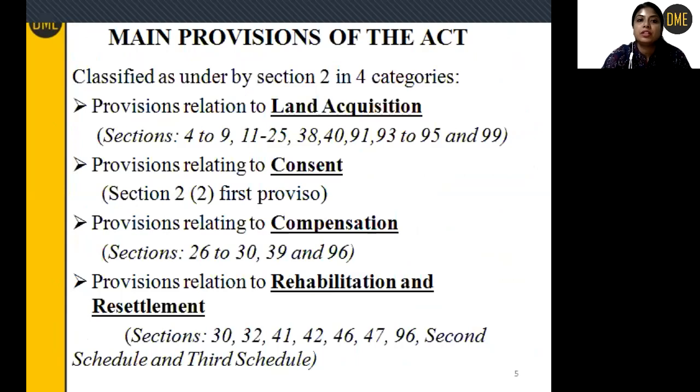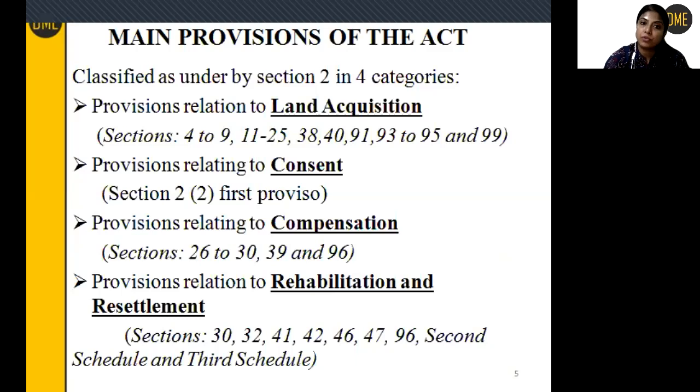So now, coming towards the main provisions of the Act. Firstly, the Act is classifying the land acquisition in 3 categories. Now, on these three categories, what are the main provisions of land acquisition provided under the Act? So the main provisions are classified by section 2 in 4 categories. What are the provisions which are going to be applicable on various types of land acquisition?